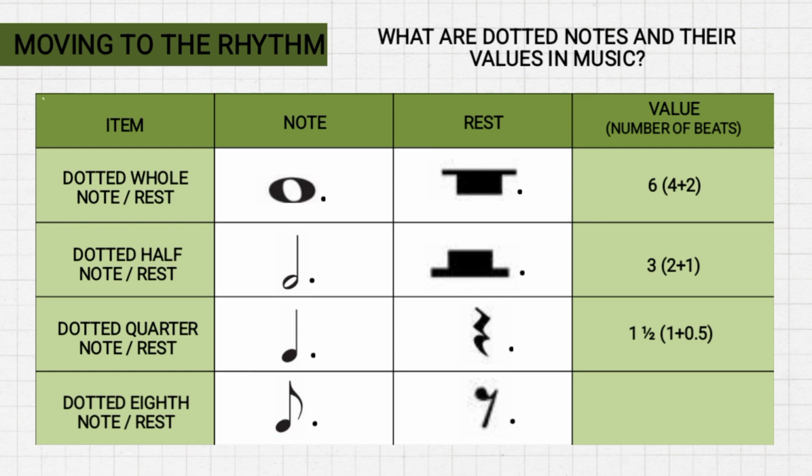And next one, we have the dotted half note. The value is 2, so the half of 2 is 1. So 2 plus 1 is 3, so that is the value of the dotted half note. And the value of the dotted quarter note is 1 and 1/2, because the half of 1 is 1/2, so the value of the note and rest is 1 and 1/2. And the dotted eighth note is half of 0.5, which is 0.25. So 0.5 plus 0.25 is 3/4, the value of the beat of the dotted eighth note or rest.